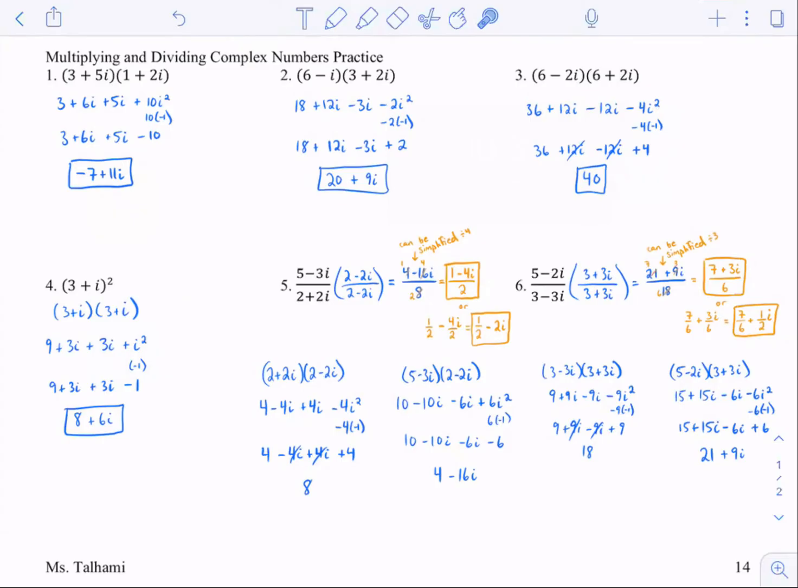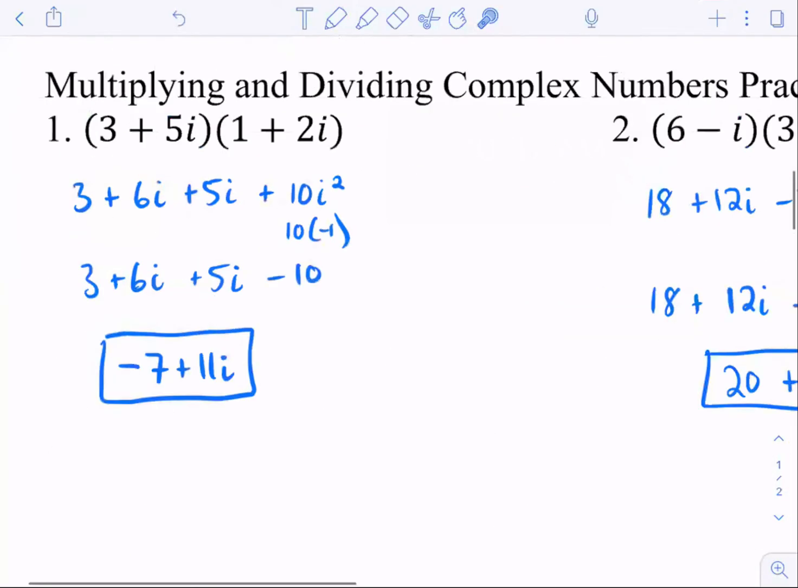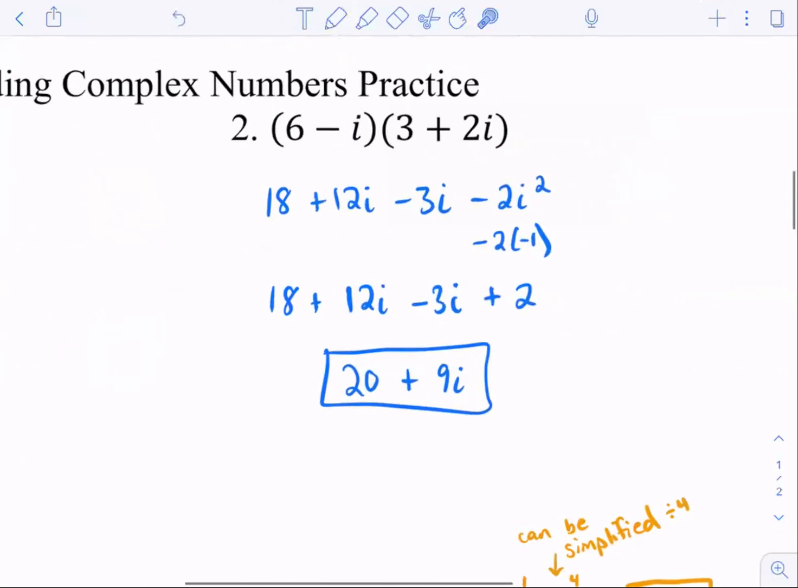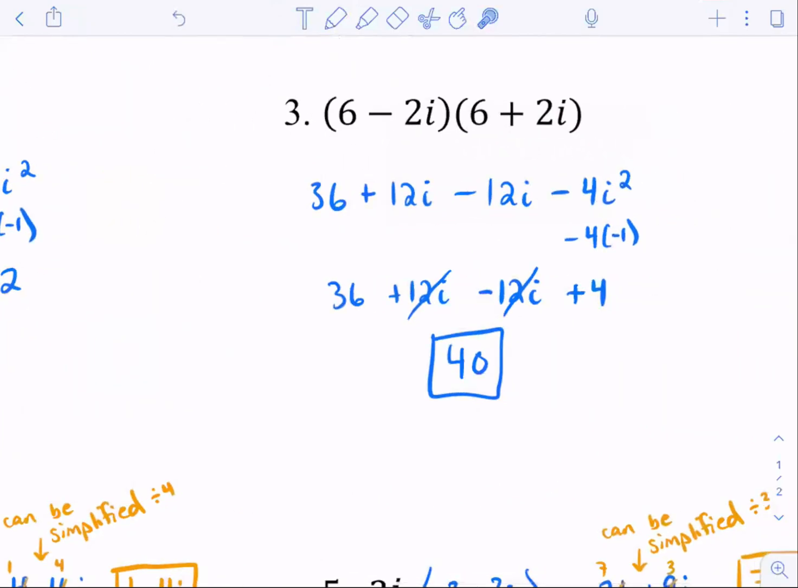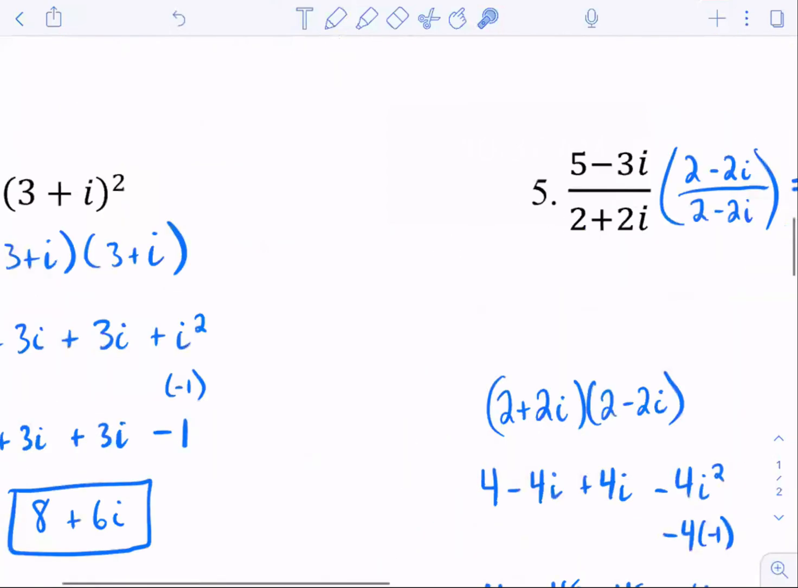Okay, so hopefully you were able to complete these problems. I have all the answers here. So here's number 1. Number 2, pause it wherever you need to. Number 3, because these are conjugates. Since these are conjugates, I got a real number. Number 4.